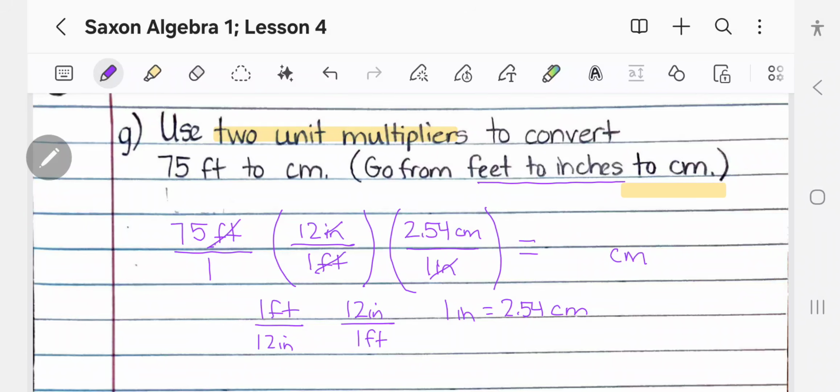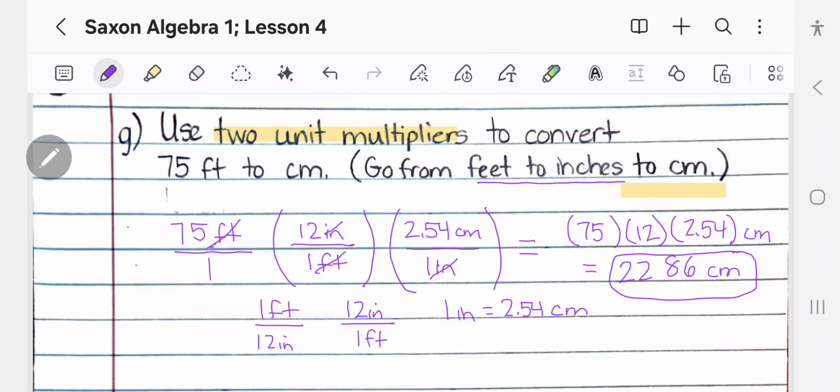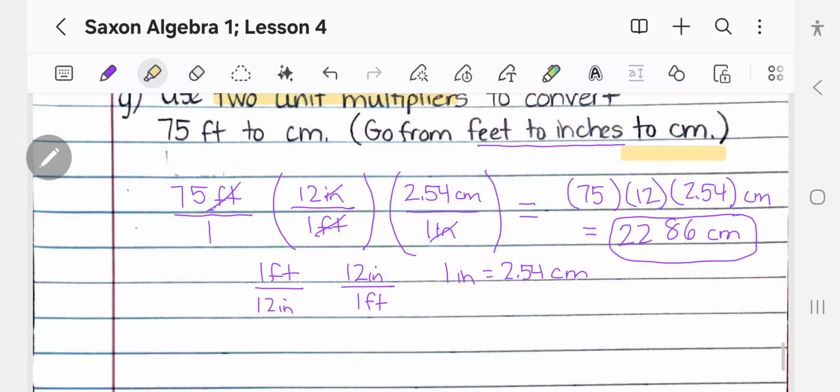So that's good. All right, now in the answers, it has it listed as 75 times 12 times 2.54 and then centimeters. That's written in bold in the solutions manual. And it also has it worked out. And they have that as equal to 2,286 centimeters. And I won't go over those computations. You can check that. But that's why you're going to see it like this in the solutions manual. They're showing you what that looks like, and then they're showing you the final answer.